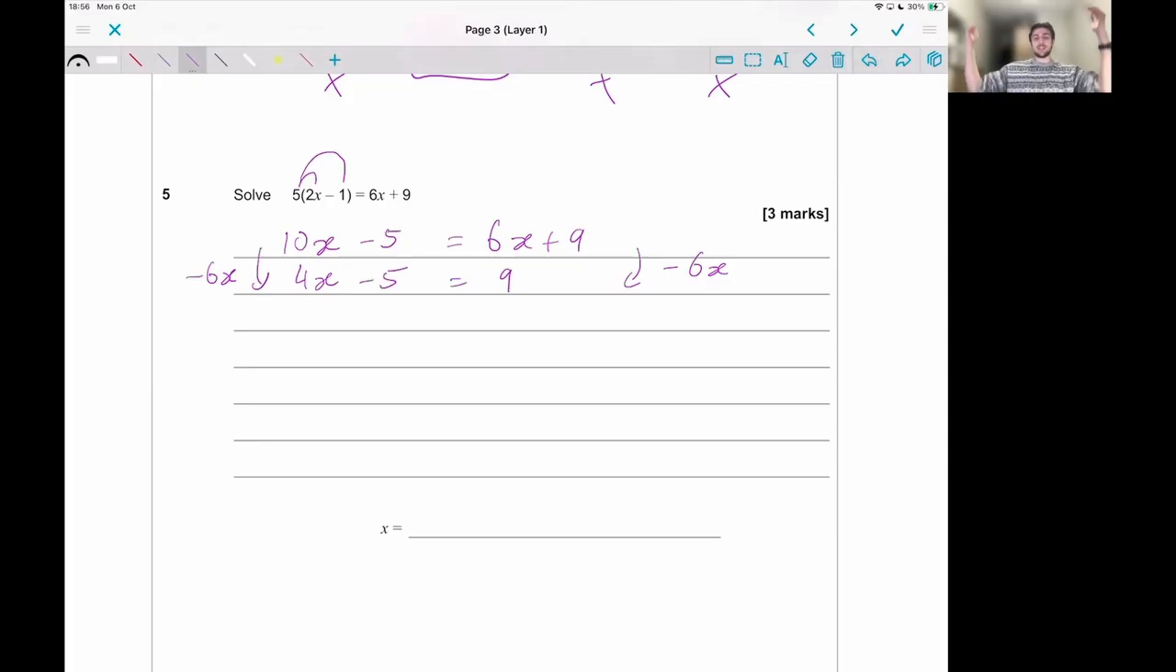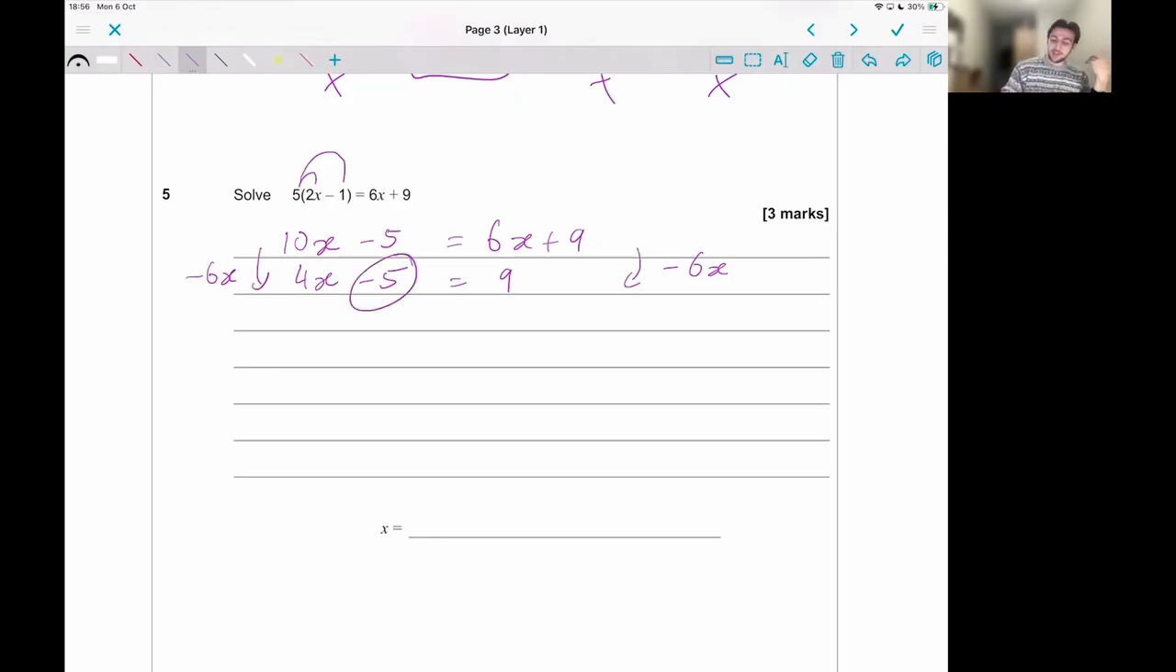So I've just taken away 6x from both sides, and the units, the numbers without x in them, have stayed the same. But now I'm looking at this and I'm going, well, why have I got units on both sides? Why don't I get all of those on the opposite side from the x? So I'm going to do that.